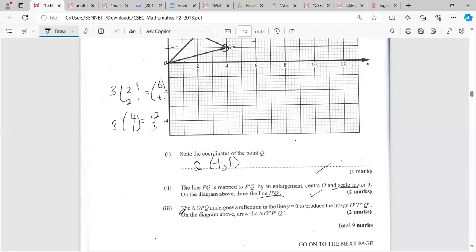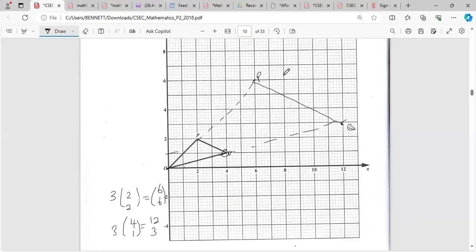And the final one says triangle OPQ undergoes a reflection in the line y equals 0 to produce the image OP2Q2. Alright, so we need to label this OP1Q1. Now I forgot that. Alright. So it's a reflection in the line y equals 0. Now the line y equals 0 is the x-axis. Try to remember that, guys. The teacher teaches that.